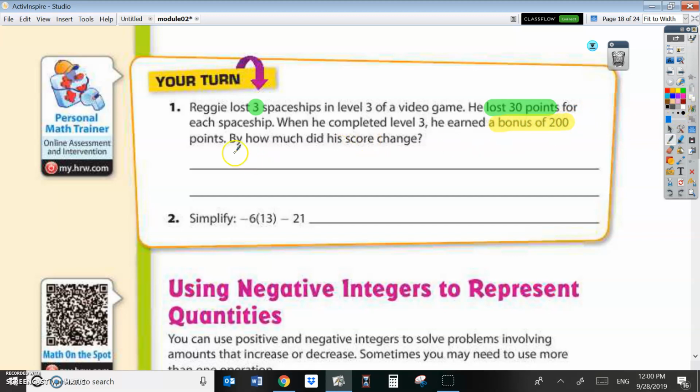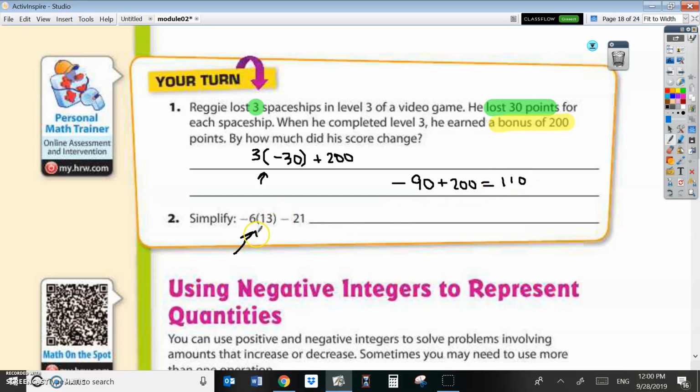So put in the multiplication. 3 times negative 30 plus 200. Multiply first. So you get 3 times 30 is negative 90 plus 200 equals 110.